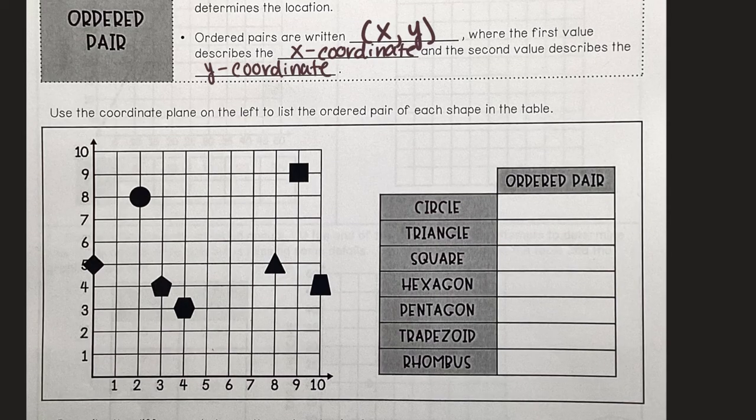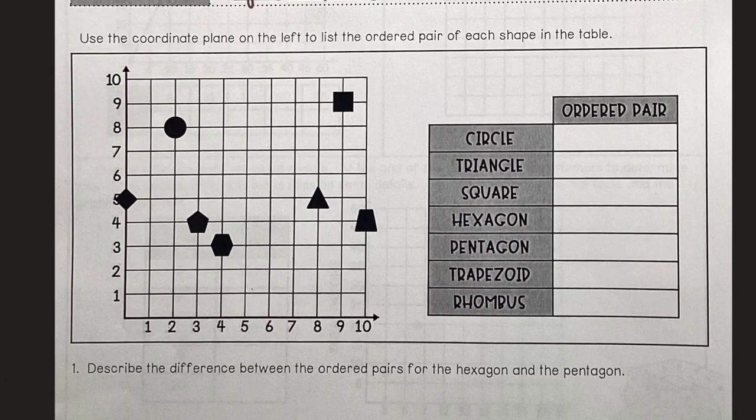Now, further down on your notes page, it says use the coordinate plane on the left to list the ordered pair of each shape in the table. So we're going to go ahead and locate on the coordinate plane each of these shapes, and then we're going to put the ordered pair in our table.